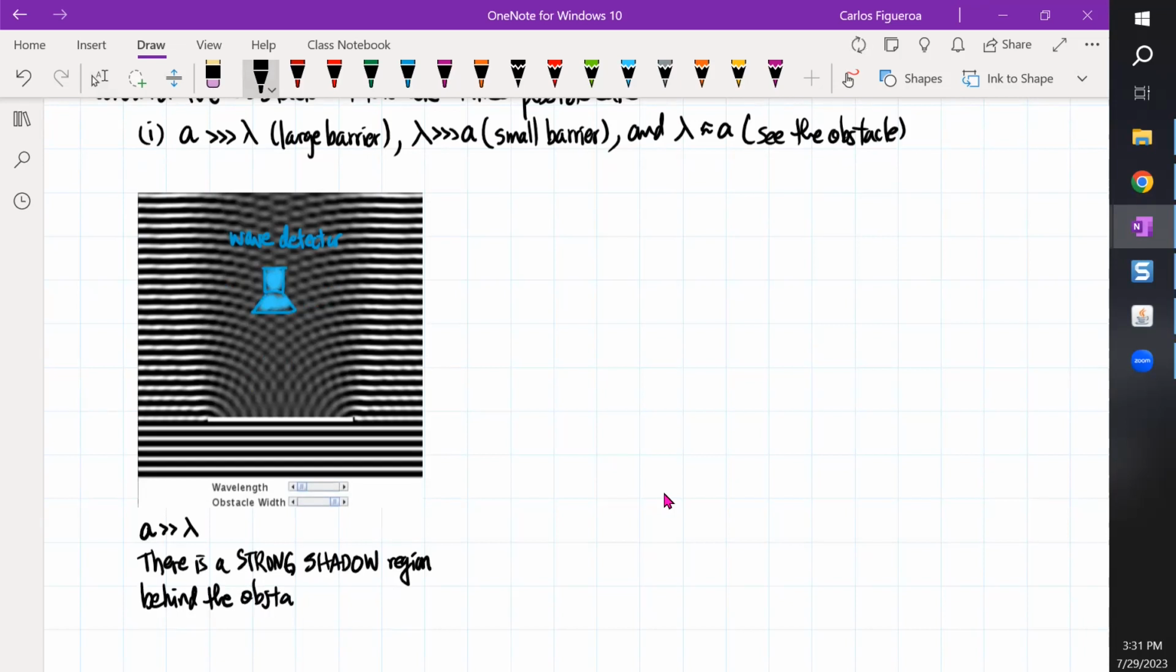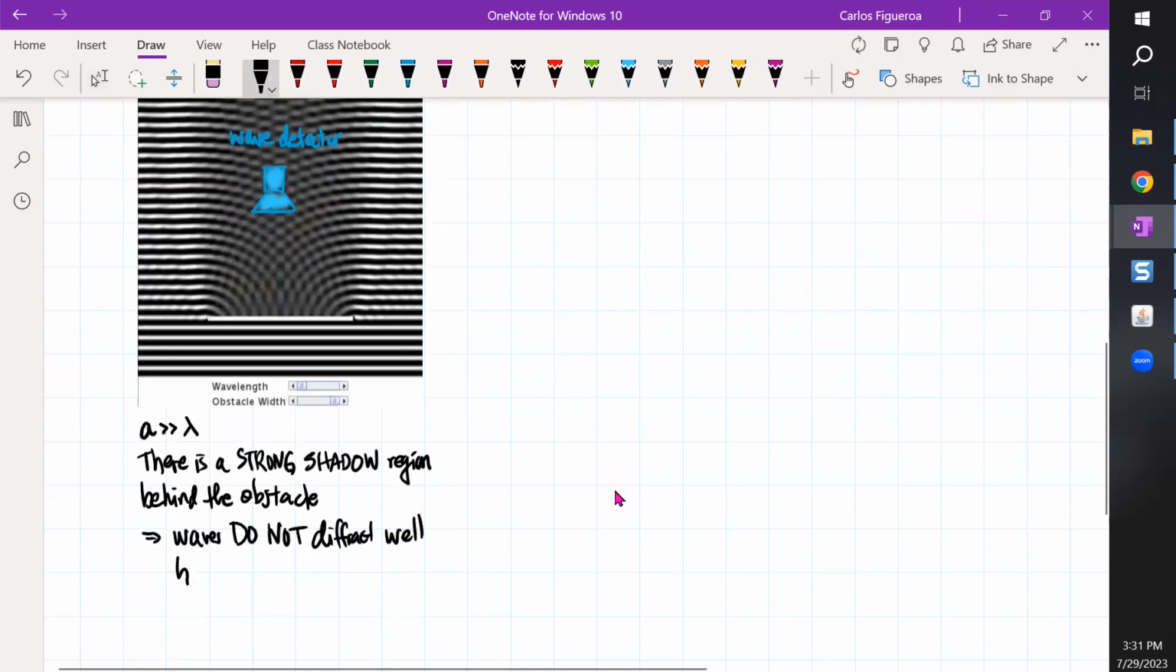So then the question is, what is it going to see here? Well, it's not going to see anything. So this means here is that the waves do not diffract well behind the barrier or the obstacle.